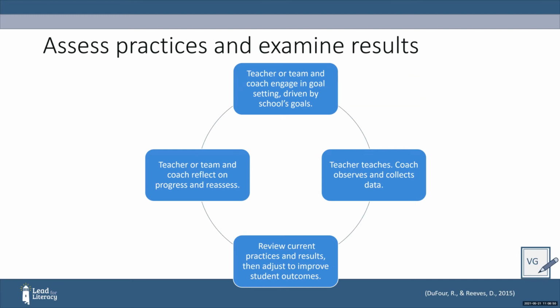The third indicator of success is that PLCs use a cycle of collective inquiry to assess current practices, examine results, and make individual and collective adjustments to improve student outcomes. The cycle also allows for revisiting and starting at different phases in the work.